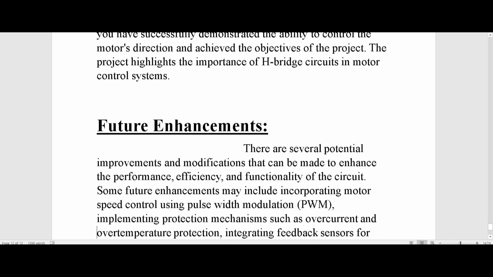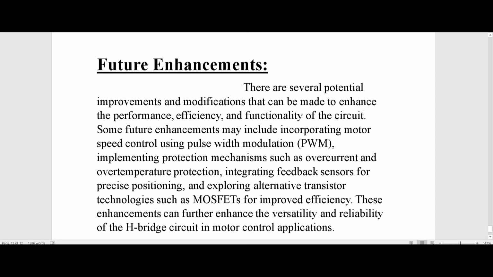Now, the last part is the future enhancement. How can we enhance the H-bridge? There are several potential improvements and modifications that can be made to enhance the performance, efficiency, and functionality of the circuit. Some future enhancements may include incorporating motor speed control using pulse width modulation (PWM), implementing protection mechanisms such as overcurrent and overtemperature protection, integrating feedback sensors for precise positioning, and exploring alternative transistor technologies such as MOSFETs for improved efficiency. These enhancements can further improve the versatility and reliability of H-bridge circuits in motor control applications.